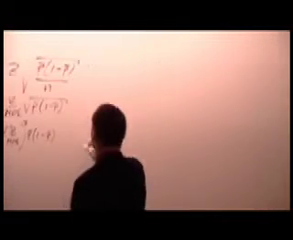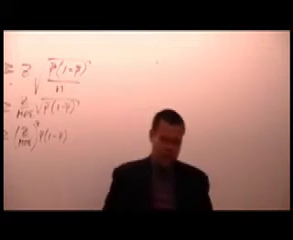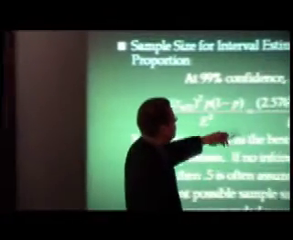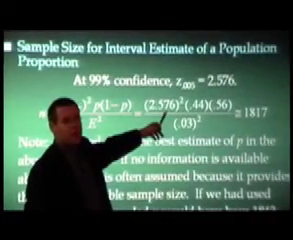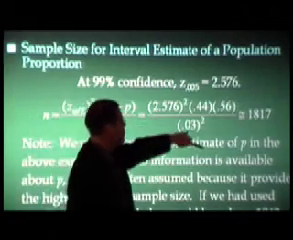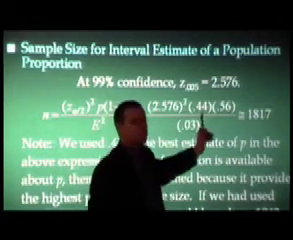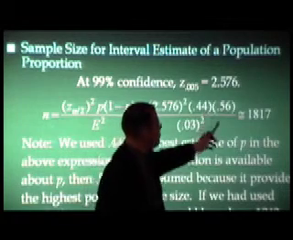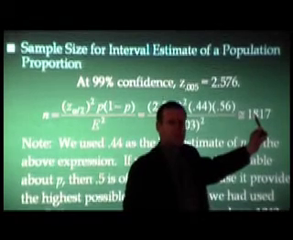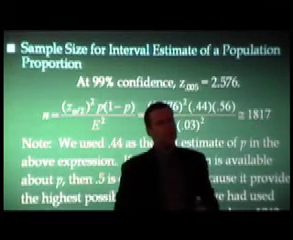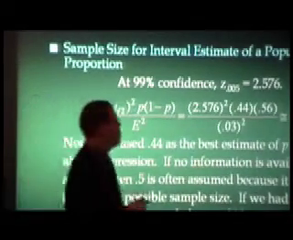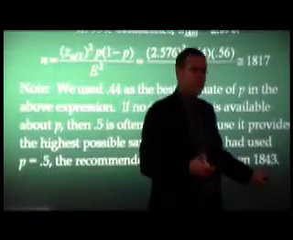So we basically just plug in. Well, actually, it'll be on the next slide. We just plug in those values. 2.576 comes from the table, right? 99% confidence level. Our new margin of error, 3%. We use the proportion we found in our pilot study, and we get 16 point something, which we round up to 17 observations. If we had used a proportion of 1/2, in other words, with no pilot study whatsoever, we would have come up with 1,843 observations.